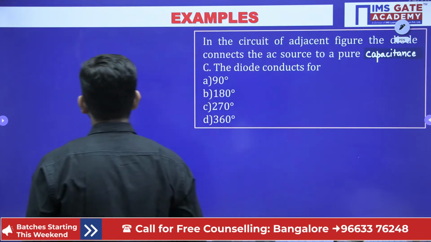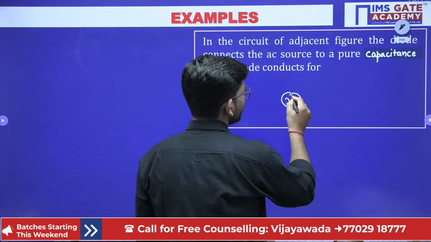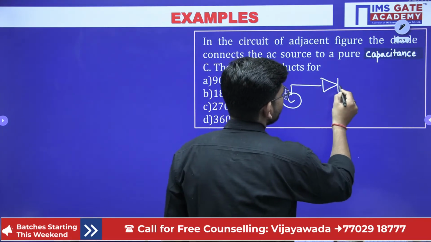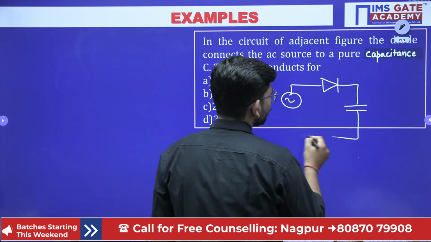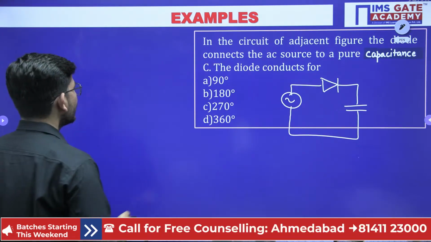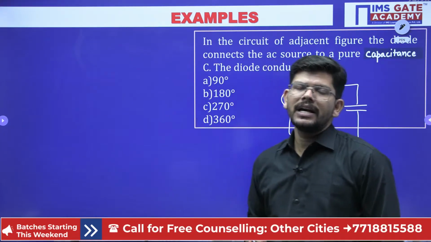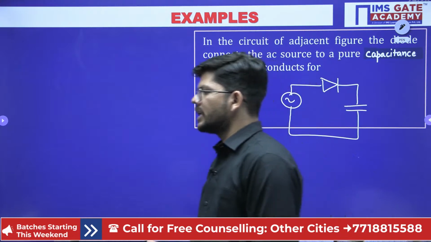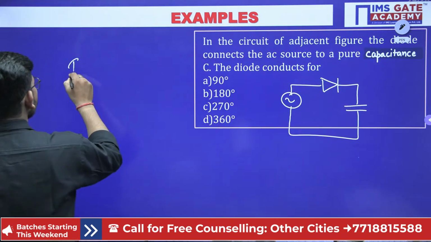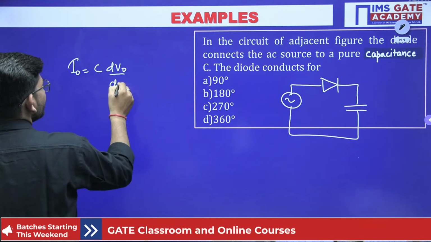Suppose we have a capacitor being supplied by an AC circuit. This is the situation that we are in: we have the capacitive load. In that case, the diode will conduct for what duration? If I have to calculate the capacitor current, how am I going to calculate it? Capacitor current is simply i0 = C dV0/dt.